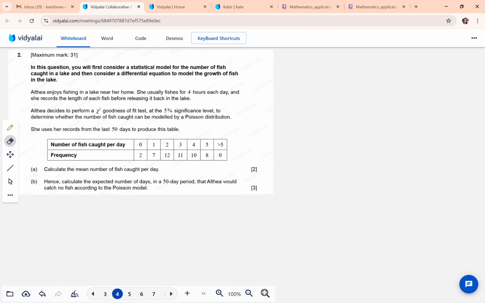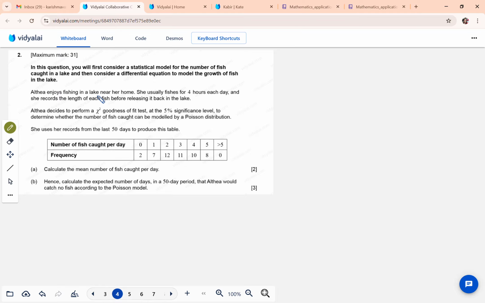Hi, today in this video I am going to solve question 2 from paper AIHL paper 3 November 2024. So let's start. In this question you will first consider a statistical model for the number of fish caught in a lake and then consider a differential equation to model the growth of fish in the lake.